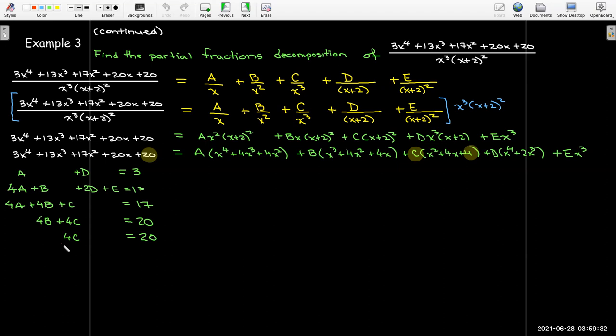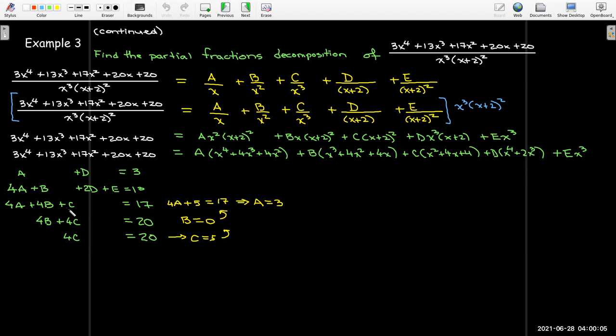The very last equation tells me that c equals 5, so I can go ahead and put 5 in the place of c in the equation above it. When I do that, I find b equals 0. So I can go ahead and put c equals 5 and b equals 0 into the equation above that. That will get me 4a plus 5 equals 17, or 4a equals 12, so a equals 3.